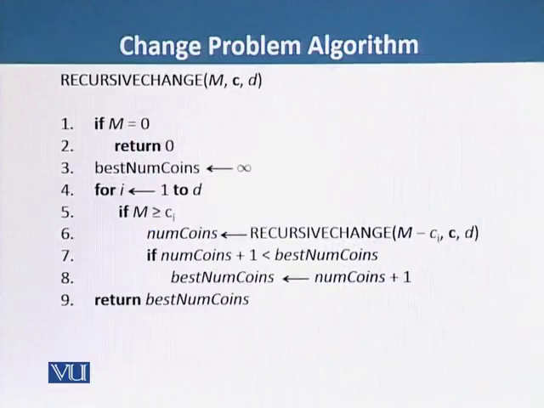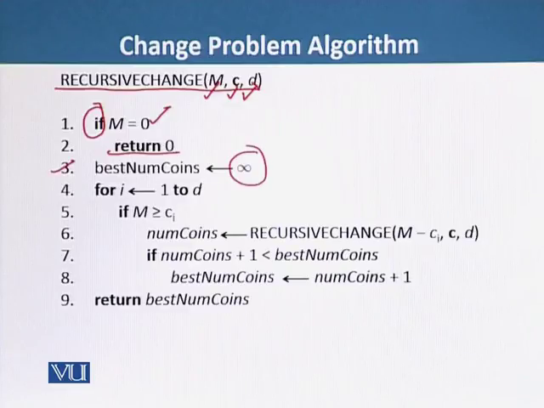Here we can see the recursive change algorithm, and here we mark M as the change, C as the types of the coins, and D as the denomination. So the first step will be the if condition: if M is equal to 0, if there is no change to return, then we will get the answer 0. So the best number of coins, third step, we determine as infinity.